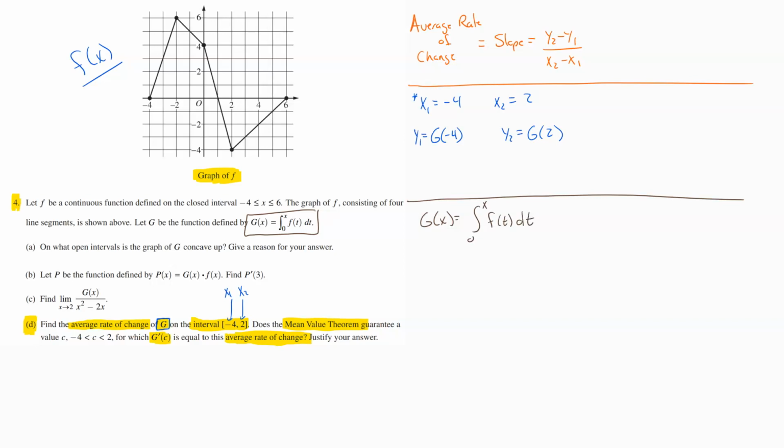Well, if I want to find out what g of -4 is, remember this is just function notation. Function notation always works the same. Whatever I replace x with here, you replace x with in the equation. Even if it's an integral, the function notation doesn't care that it's a funky looking thing. It just cares that you do what you're supposed to do. So we do the integral from 0 to -4 of f of t dt, which would get us that answer. And then to find y2, I would just be doing g of 2. And so this would be the integral from 0 to 2 of f of t dt.